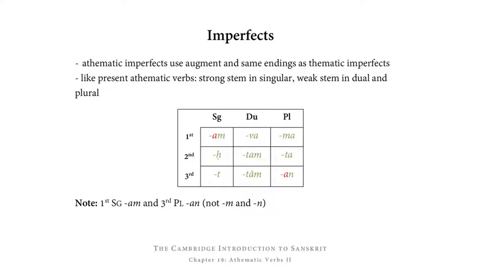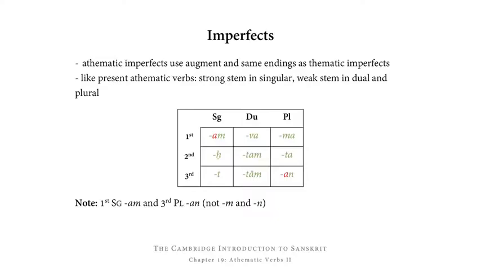In the table here, you see the endings that you should already know from, for example, the imperfects of thematic verbs. And in thematic verbs, what we saw was the thematic vowel, a, always preceding those endings. So, for example, we had am, as, at, ava, atam, atam, and so on. In athematic verbs, obviously, we would not expect the thematic vowel to be present. However, in the first singular and the third plural, we do have an a in front of the ending.